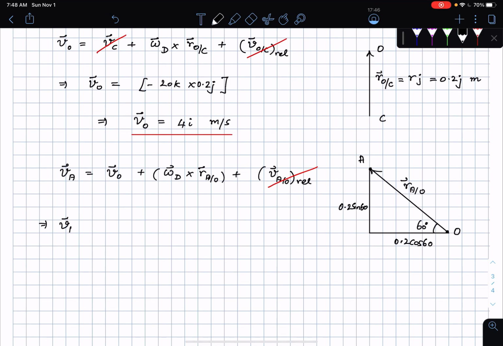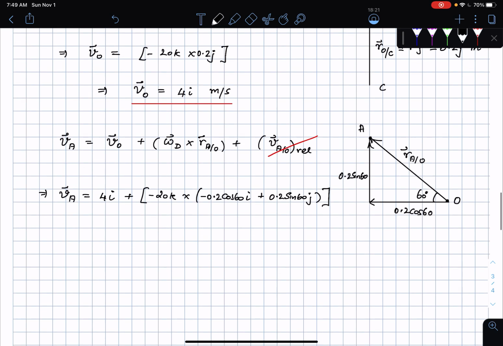So velocity of A is 4I, and then omega of the disk is minus 20K crossed with 0.2 negative cosine 60 in the I, and then plus 0.2 sine 60 J. Okay, because I'm traveling to the left and then I'm traveling up in order to find the location of point A from point O. So traveling left means minus I, traveling up means positive J.